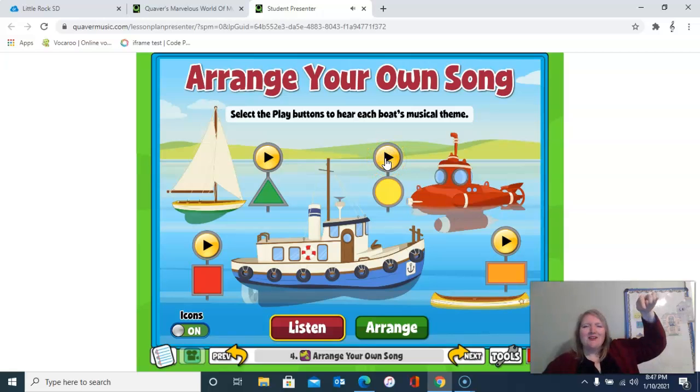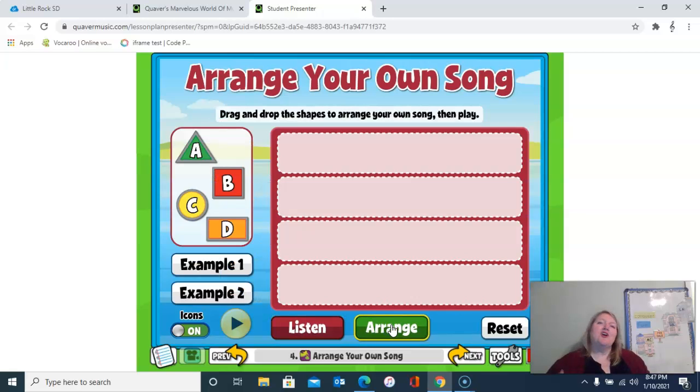It goes down, down, down, down, same, same, same. Did you hear that? Remember, melodies can do what? They can go up, down, or they can stay the same, same, same. Remember that? So that melody happened to be going down and then same, same, same at the end. So you can come and listen to each one again, and then you're going to click this button right here that says arrange. And you're going to get to arrange the song.